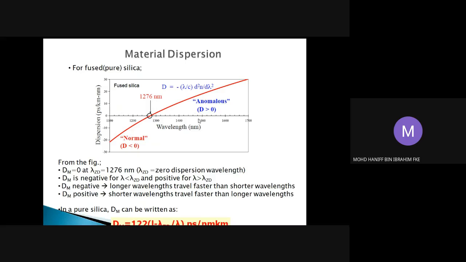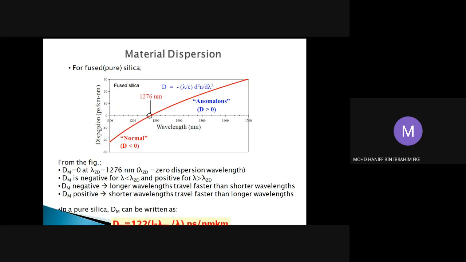So above 1276 nanometer, your material dispersion parameter Dm, sorry, I forgot to put the m there, the value will be bigger than 0, given by this line. And for lambda less than this 1276 nanometer, the Dm will be less than 0.